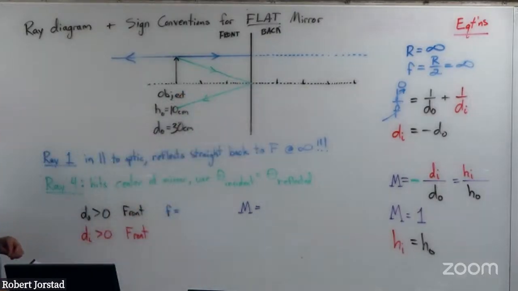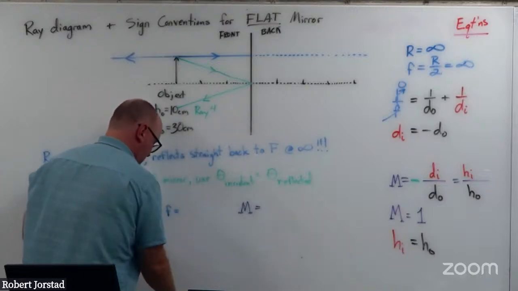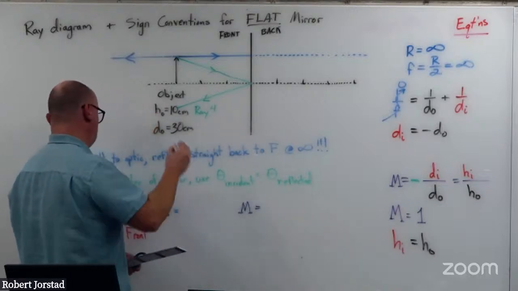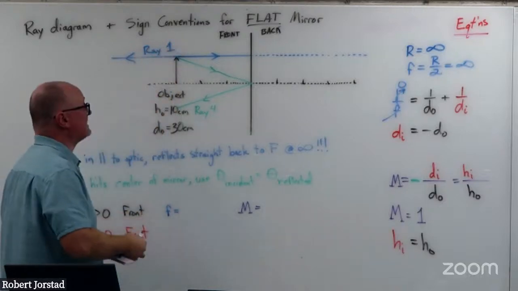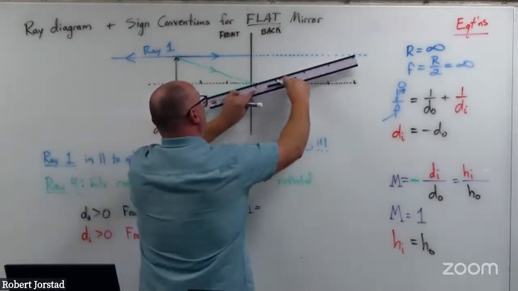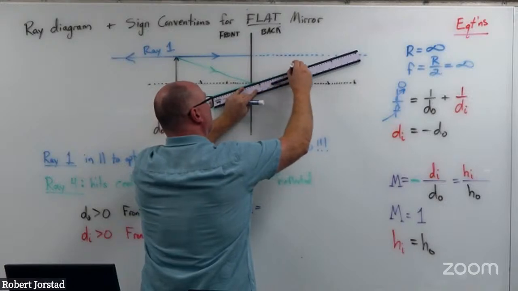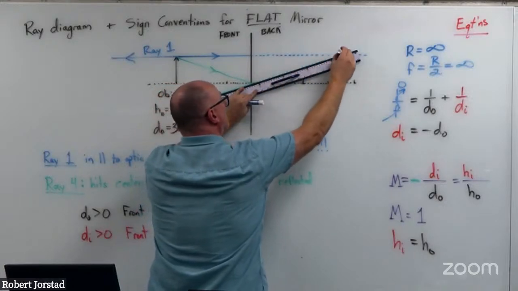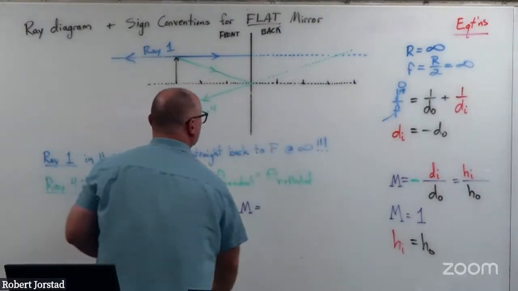Which ray do we back extend? The input ray or the output ray? To be clear, this is ray 4. This one up here, we call it ray 1. I back extend the output ray. Where they intersect, I get an image.